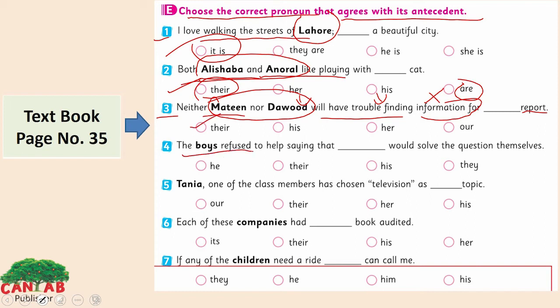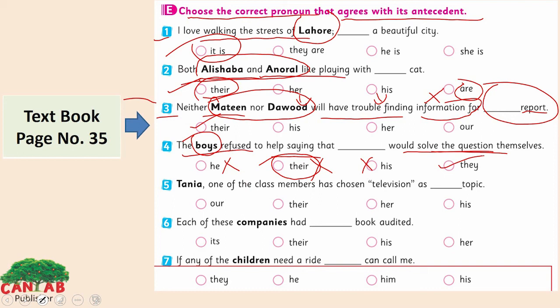Look at the fourth one. The boys refused to help, saying that they would solve the question themselves. The boys, here the boys is a plural noun. Yes, again, the boys refuse to help, but we have no possession here. There, no. In the third sentence, we chose their because the report belongs to Mateen and Daud. Like we have a relationship between the report and these two boys. But we have no relationship here. So their will be the wrong option. He is also wrong, because it refers to only a masculine and singular noun. His, no. Boys are plural here. So yes, they would solve the questions themselves.